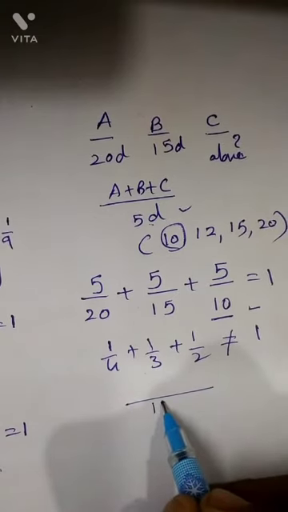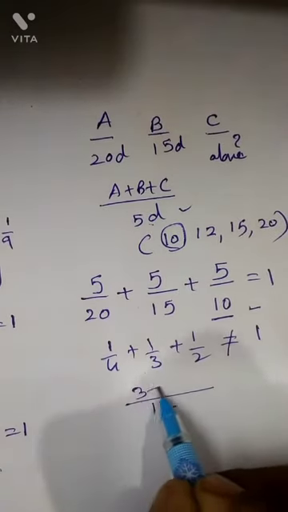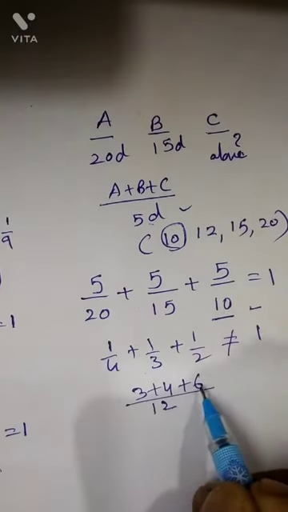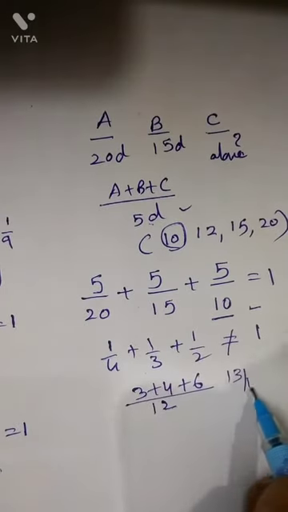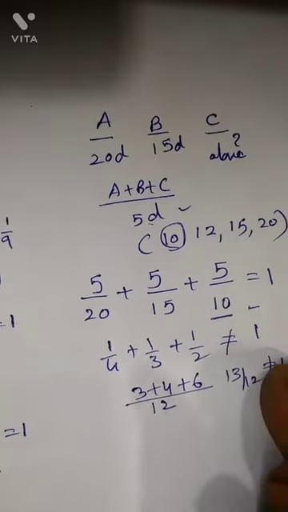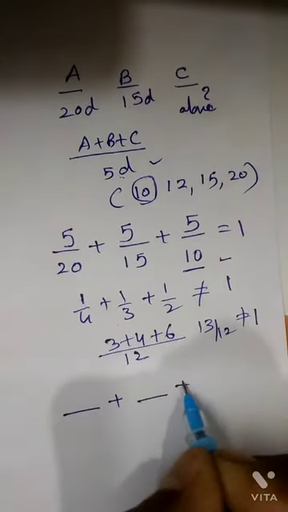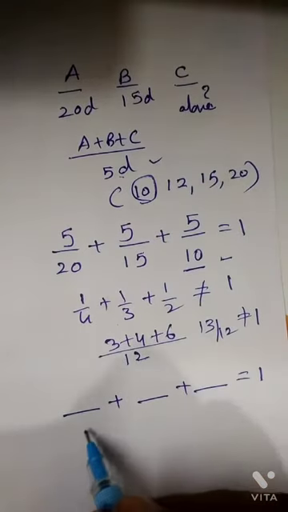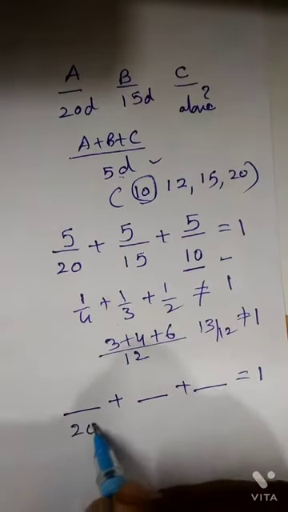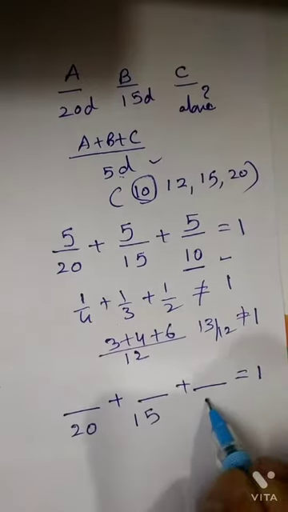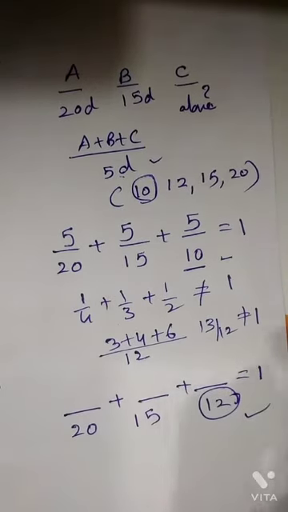Say for example, 12 is the LCM. 4 3s are 12, 3 4s are 12, 2 6s are 12. So it's 13 by 12, which is not equal to 1. So directly by seeing the options, we can tell it's not. We go for the second option, that is 12. A can do a work in 20 days, B can do it in 15 days, C alone will do it in 12 days.